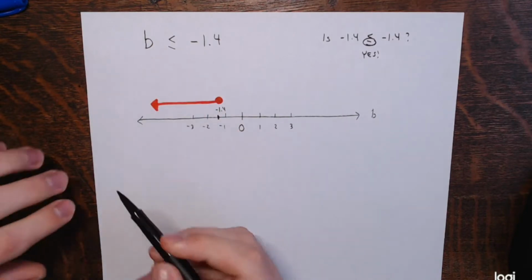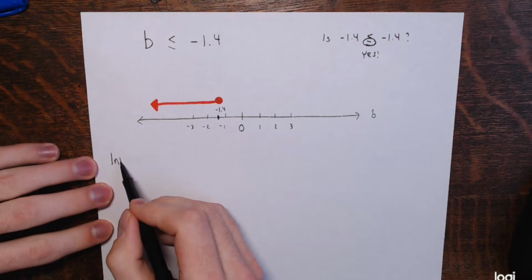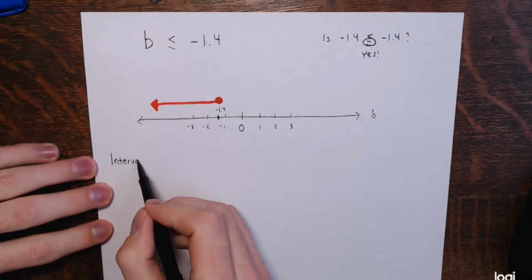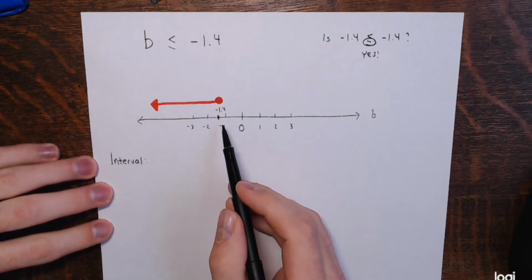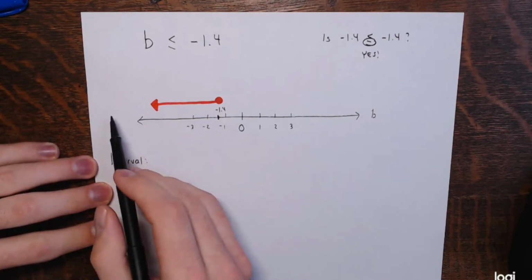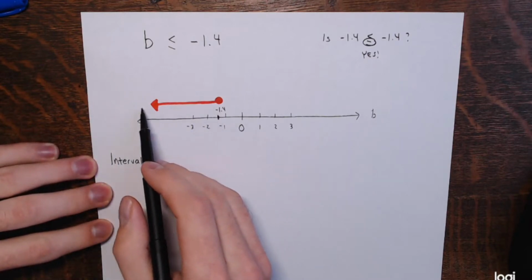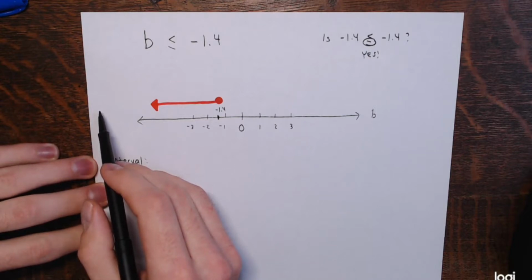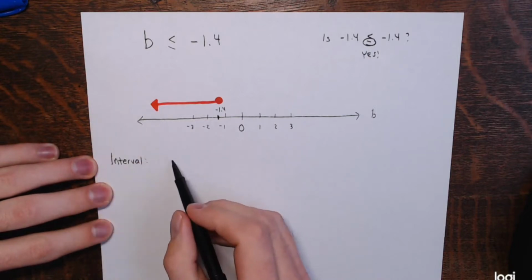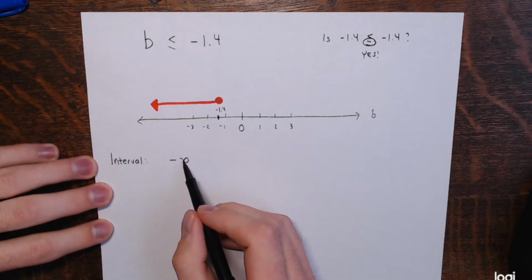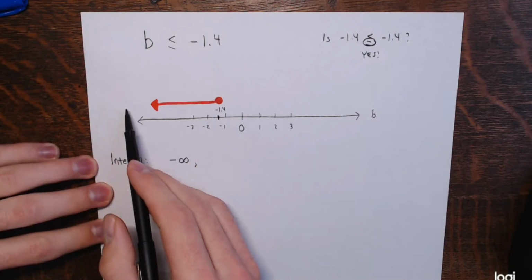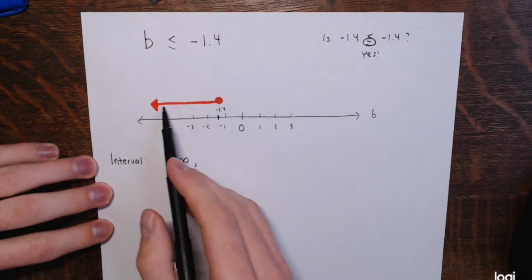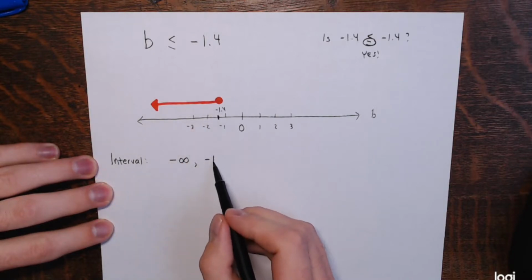All right, and now for the interval. Again, always going low to high, left to right in this case. Well, there is no left end again, right? The lowest number, there is no lowest solution. It's going to the left forever. So once again, I indicate that with -infinity, comma. And then the right end of this picture of solutions is at -1.4.